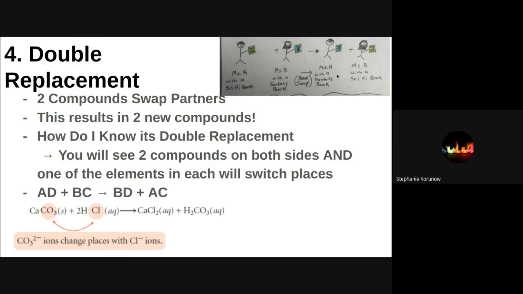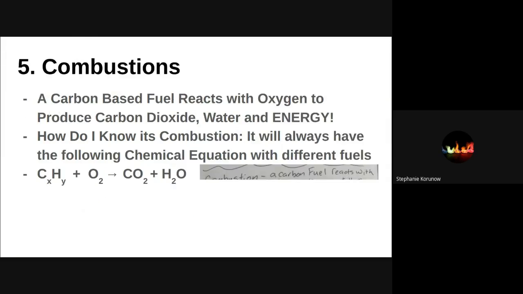And then we swap books. So now at the end, I have the fantasy book and she has the sci-fi book. So part of that little pairing swapped places. Now, this last type is a little bit different.